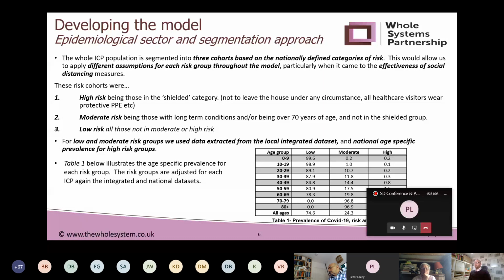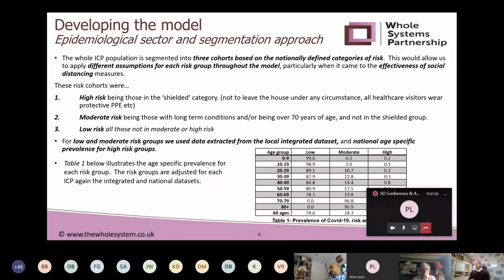So what we thought was important to do from the offset, or around about version 2, we recognised that we needed to create segmentation, and this has allowed us to provide different assumptions for each risk group, particularly when it came to the effectiveness of social distancing measures.